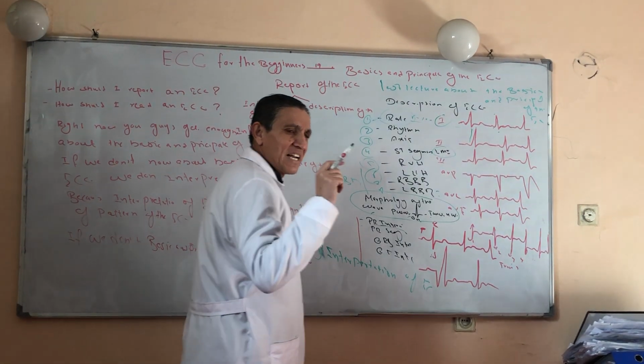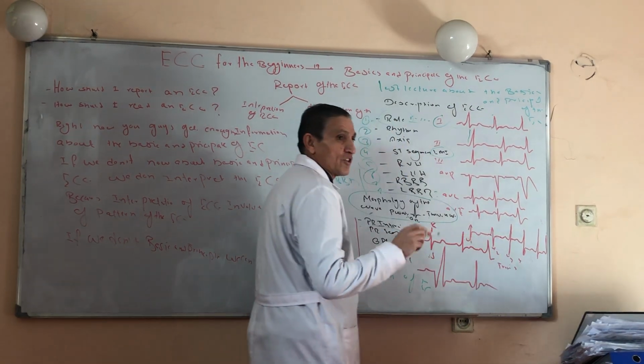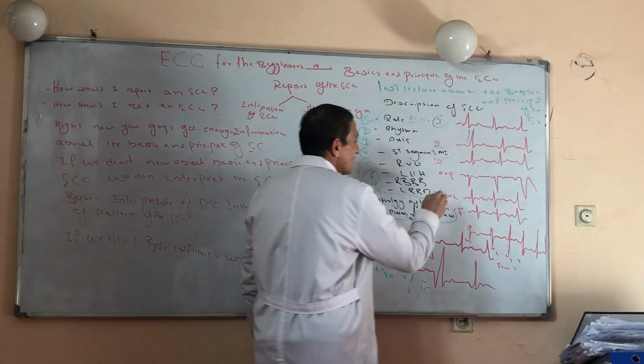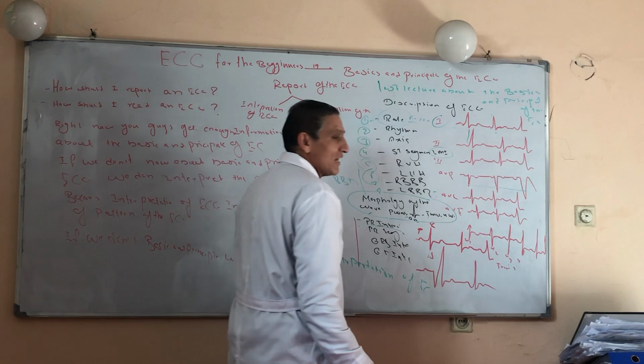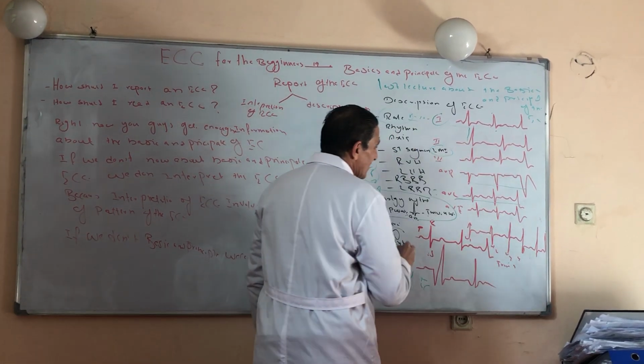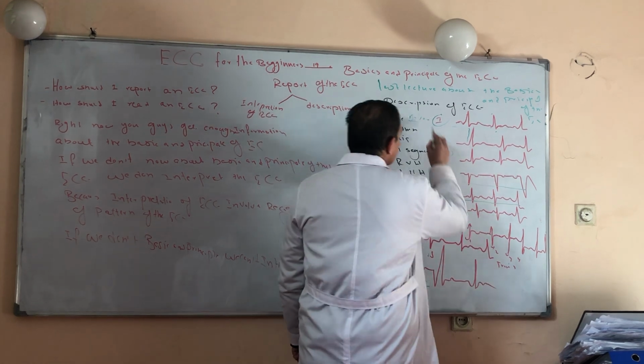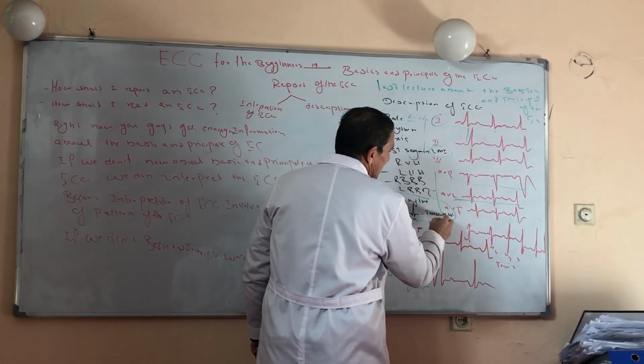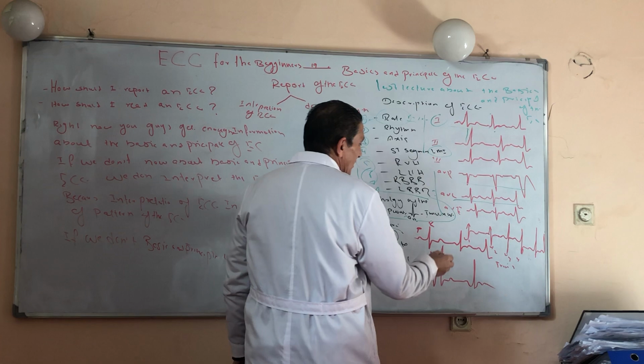AVR is a negative lead. In it, P, Q, and T waves are all negative. And AVL is the smallest lead. This is the AVL, and after that, this is the AVF. These are the standard limb leads. These are the augmented limb leads. And then you will come to the chest leads.